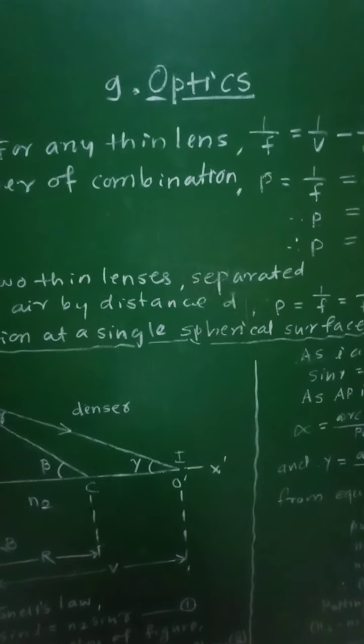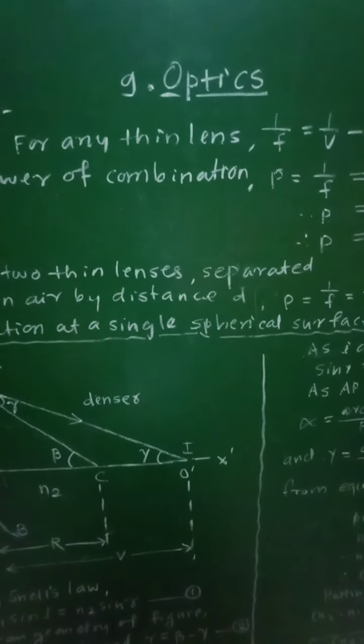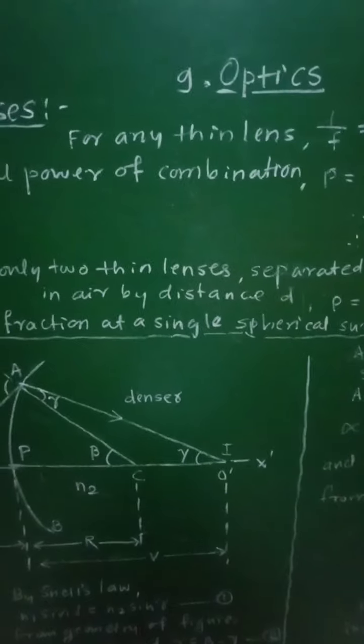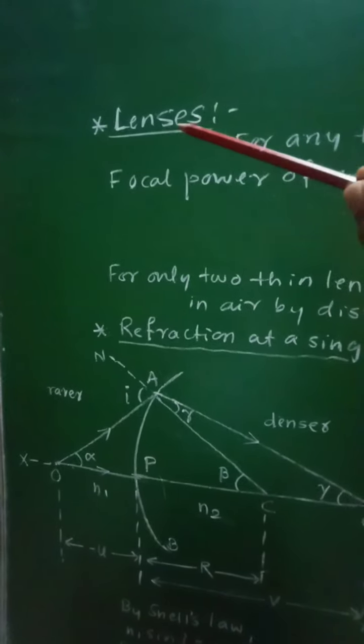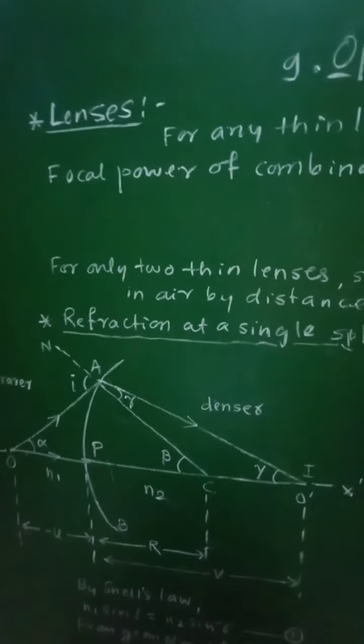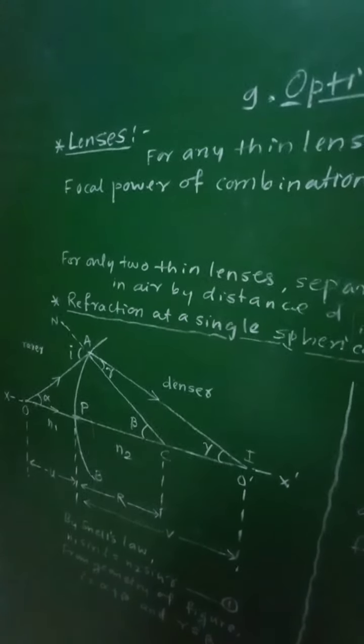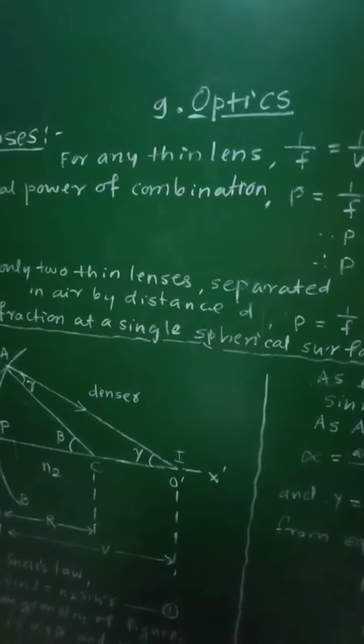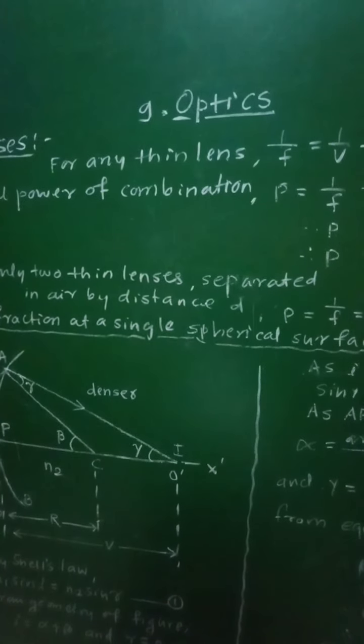Class 11th, Subject Physics, 9th chapter, Optics. From the chapter, let us see the lenses. The lenses are mainly classified into two groups, that is, convex lenses and concave lenses.